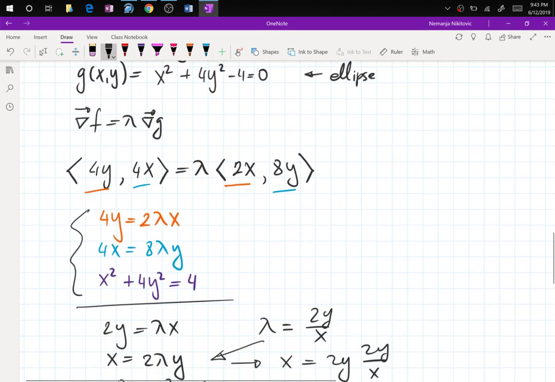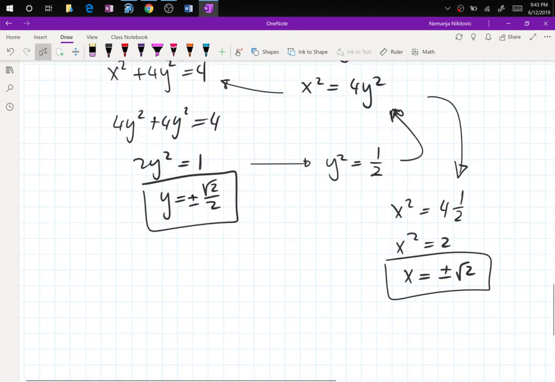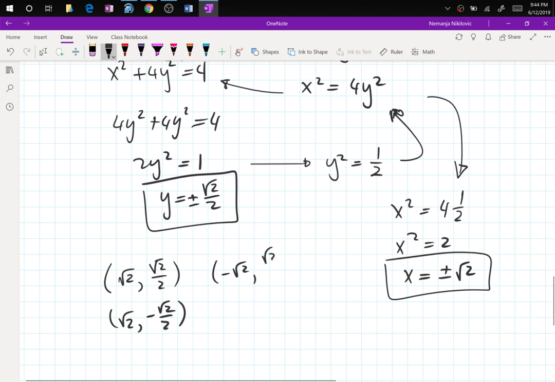So we have root 2, root 2 over 2, negative root 2, negative root 2 over 2. I'm not doing these in the way they're organized there. And root 2, root 2 over 2, and negative root 2, negative root 2 over 2. And there are the 4 points. Those are the 4 corners.